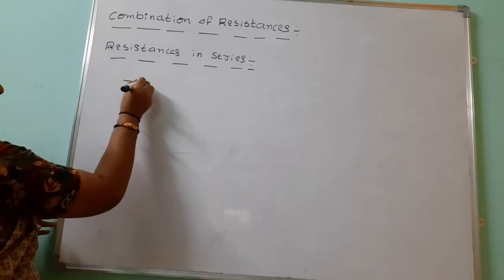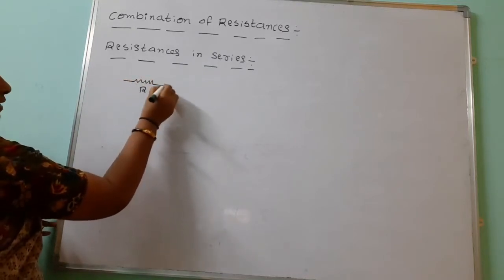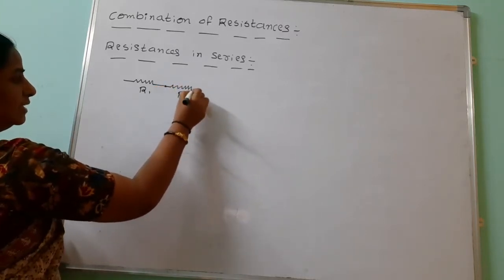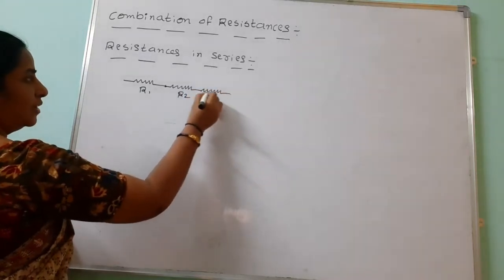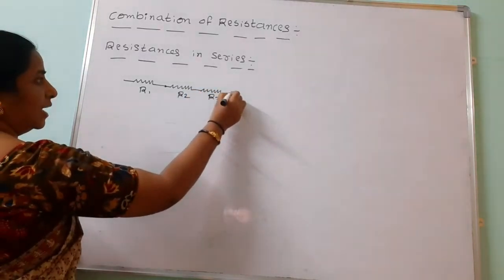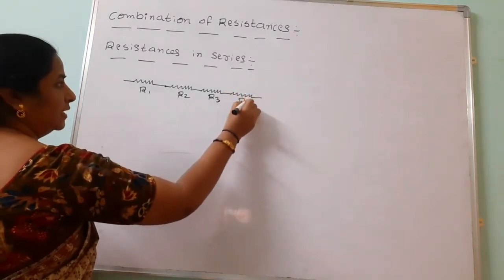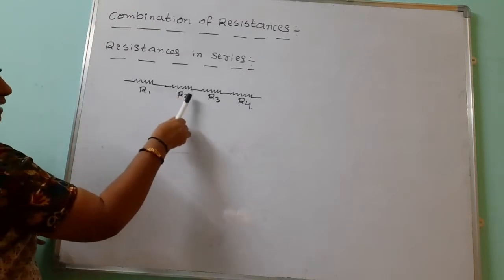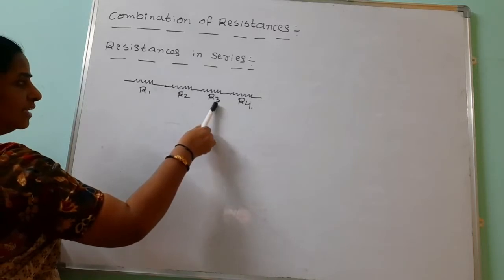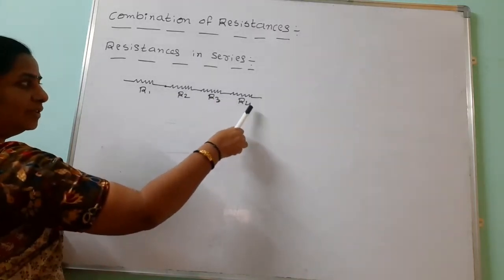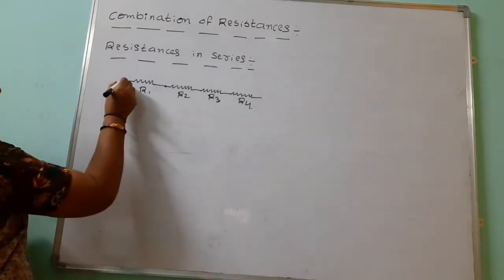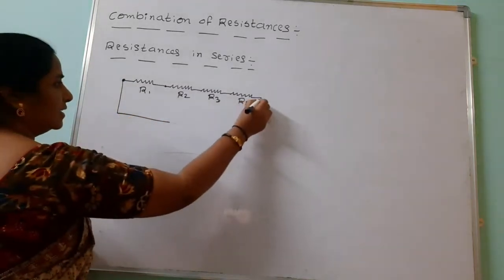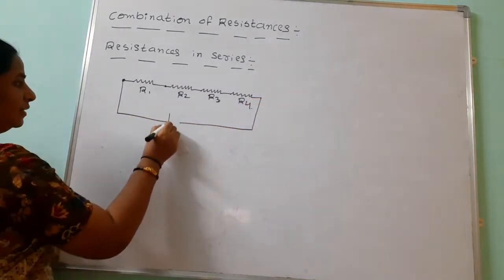For this, we are taking R1. The second end of the first one is connected to the first end of the second resistor. Then the second end of the second resistor is connected to the first end of the third resistor. So this type of combination is called the series combination. The second end of the third one is connected to the first end of the fourth one. Then what are the remaining two terminals? The first end of the first resistance and the second end of the last resistance are connected to a battery.